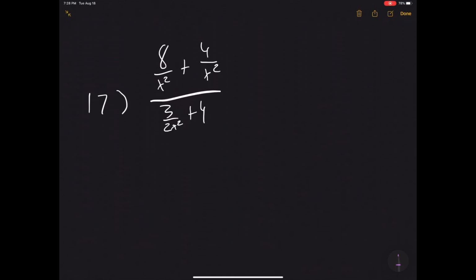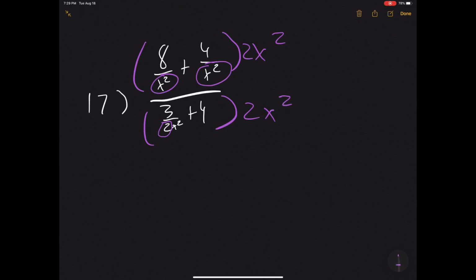Number 17 is a little more scary. You see this big ugly fraction. But the fraction bar works exactly like the equation equal sign. And when we see equations with fractions, we just get rid of them. So let's do the same thing here. Let's multiply the top and the bottom by some common denominator that will get rid of all of our fractions. That common denominator must include an x squared for sure. It has to include an x squared, which it already does. It has to include a 2, so we'll add a 2. And it has to include an x squared. And anything we multiply the top of a fraction by, we also have to multiply the bottom of the fraction by.